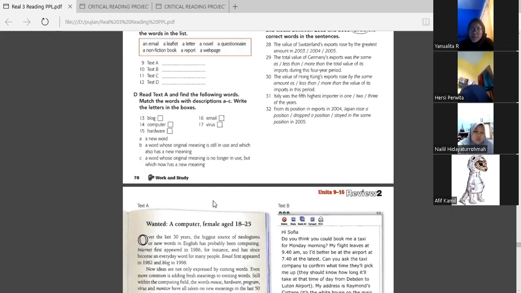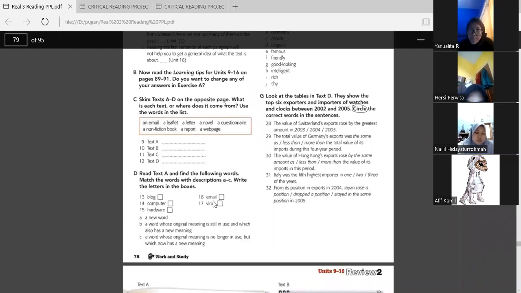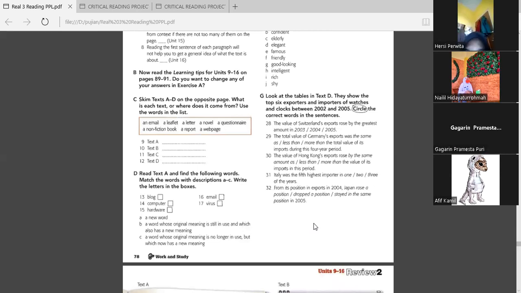Read text A and find the following words. Match the word with description A to C. Write the letters in the box. Okay, number 13. Is that a new word? A word whose original meaning is no longer in use. Which one? A, B, or C? A. Good. Okay, and then 14? C. Okay, 15? Hardware? B. A word whose original meaning is still in use and which also has a new meaning. And then the next, email? A, a new word. And then the last, virus? Virus is B. Okay, good.